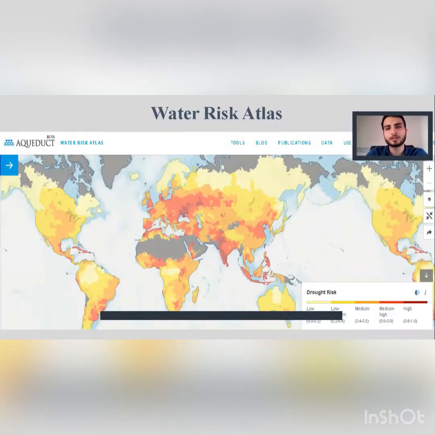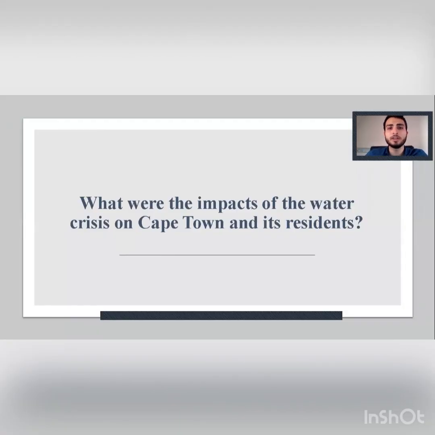When we look at the water atlas, on the orange colored areas we see there are water crises in most of the regions that people live in the world. On the other hand, in the red areas on our map, water crises have reached drought level, and our study area is one of the red-colored regions in South Africa. So, what were the impacts of the water crisis on Cape Town?